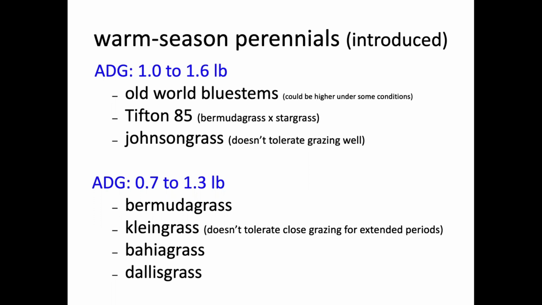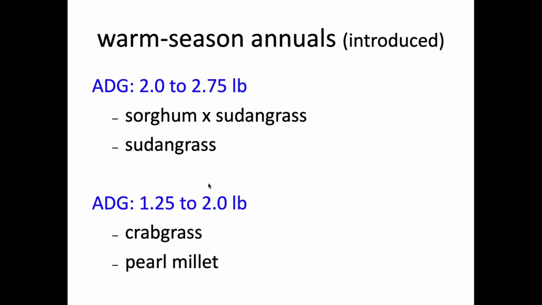And again, this is good to excellent grazing management. And unfortunately, a lot of the pastures I see, we just couldn't classify them as excellent grazing management. But we'd be talking about things like Bermuda grass, Bahia grass, Dallas grass, even if we're a little further west, Klein grass, and that 0.7 to 1.3 pound a day range.